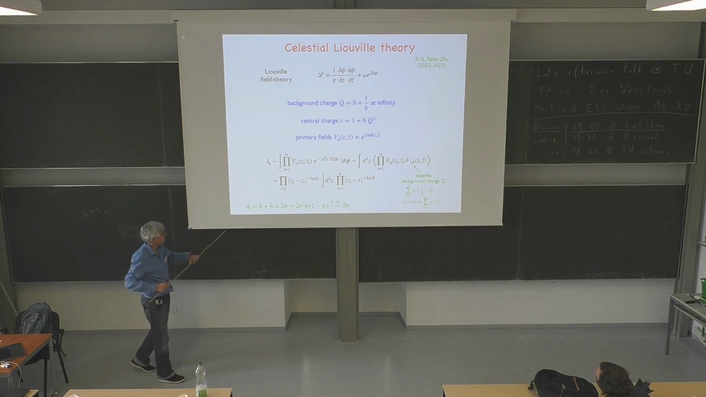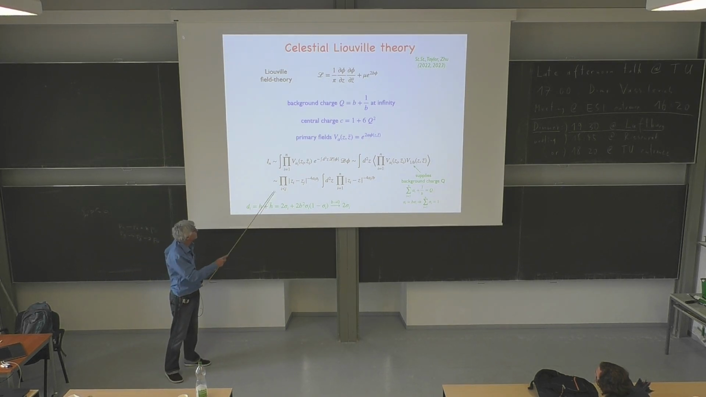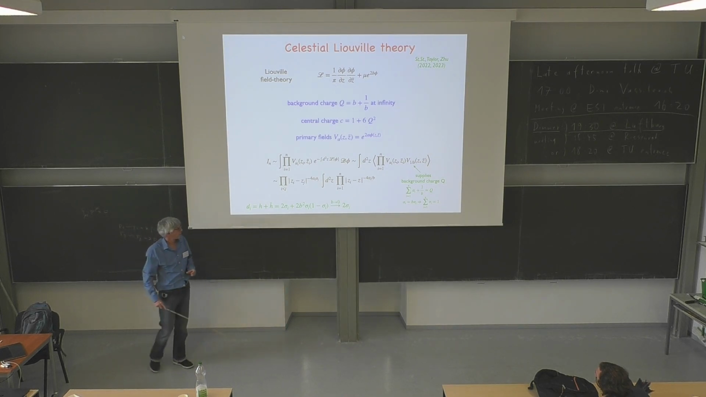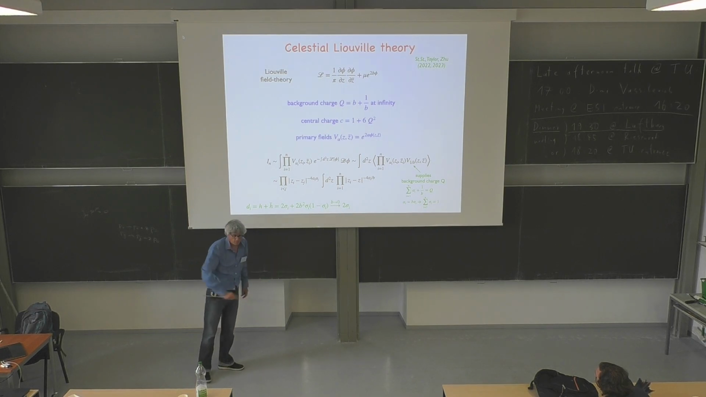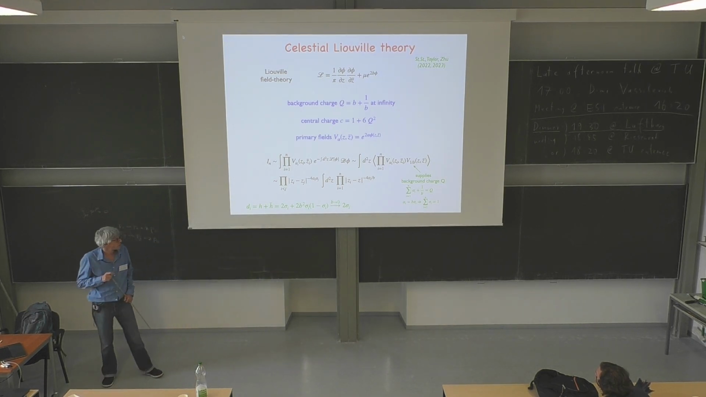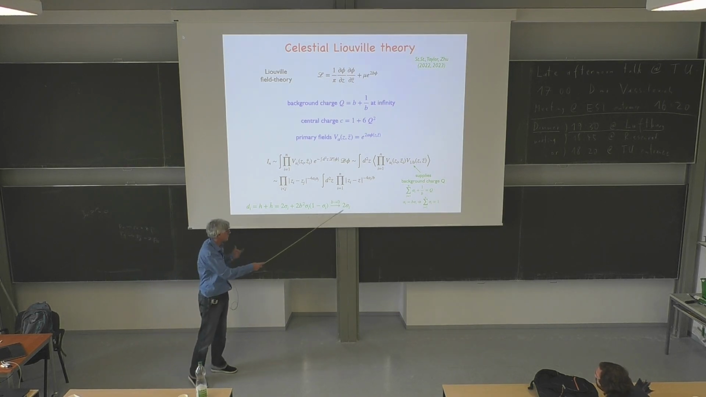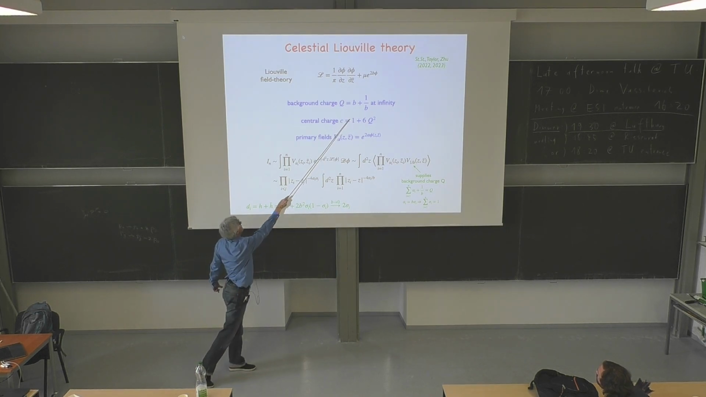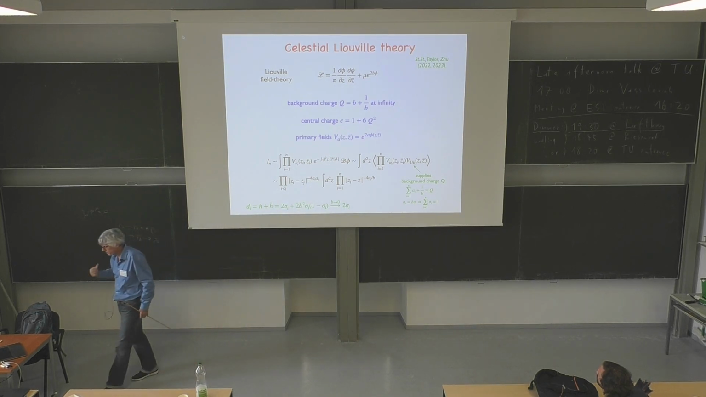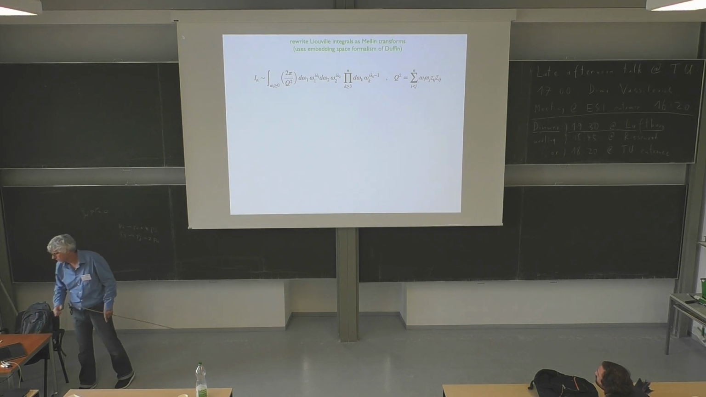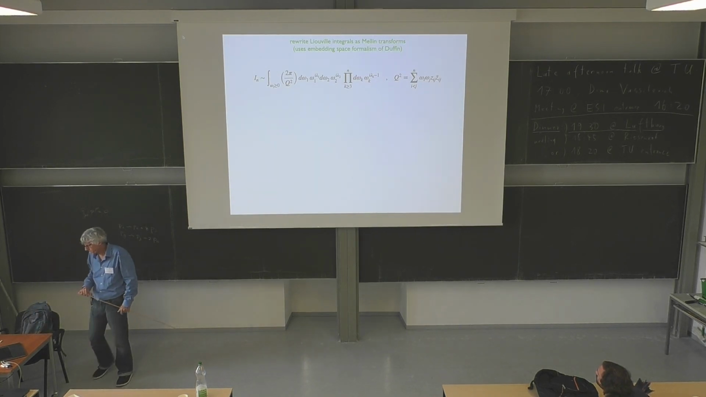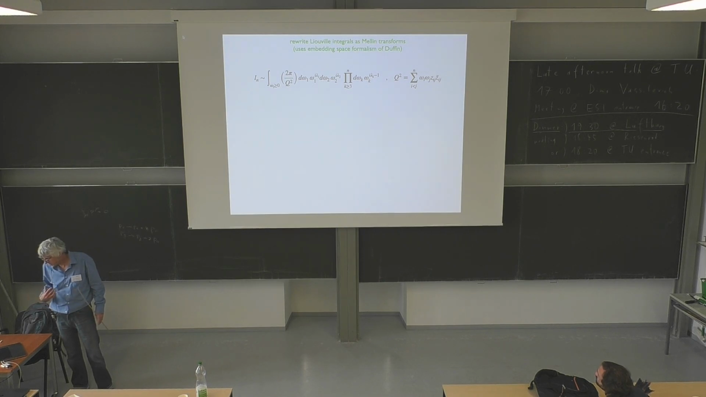Now you can compute the dimension of these fields, h plus h bar, and that is why we take the b goes to 0 limit, because we want to connect this to the celestial primaries, or to the lambdas more concretely. Of course, b goes to 0 means that we have infinite background charge and infinite central charge. So we have a Liouville theory at these particular values.